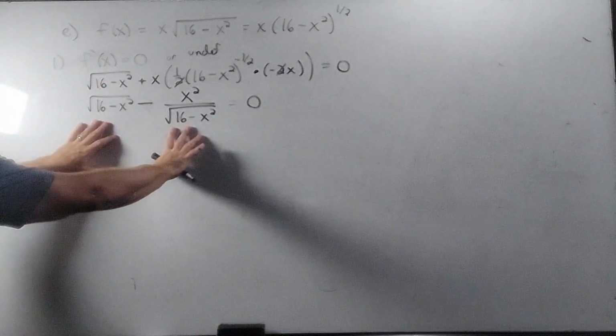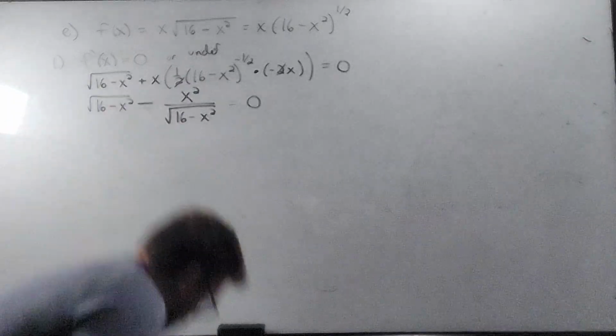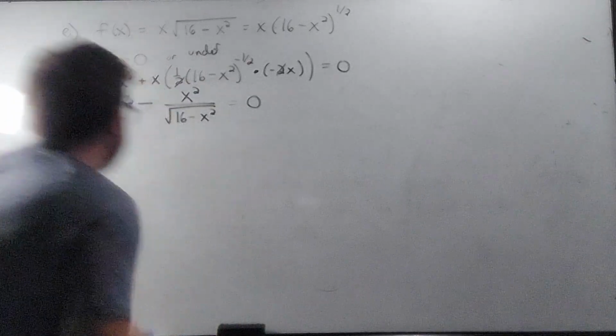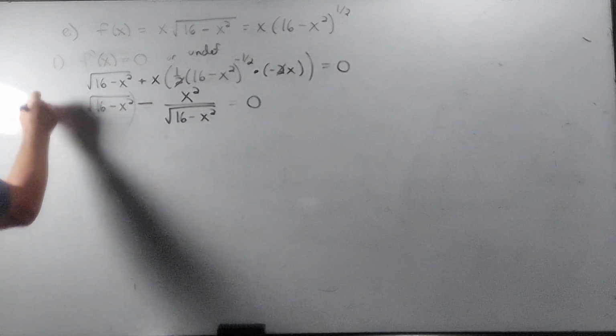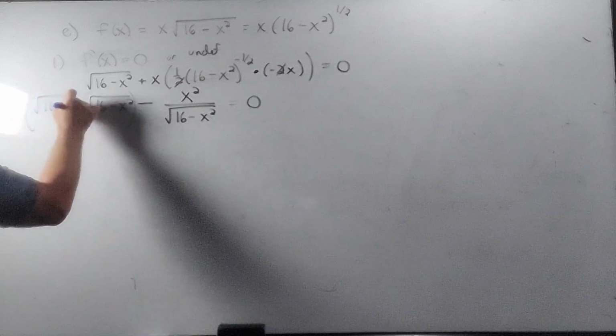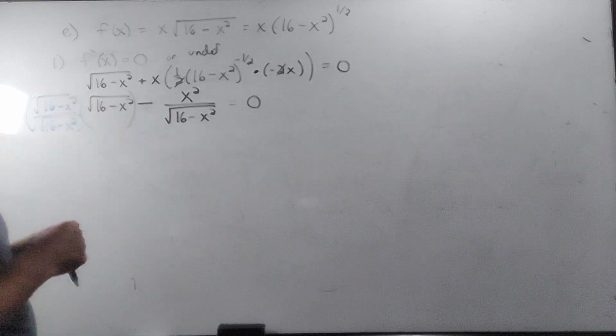But I want to combine these two fractions. So it means I'm going to have to do top and bottom and create a common denominator. So what I'm going to do just to this piece right here is multiply this by the square root of 16 minus x squared over the square root of 16 minus x squared, because I want the same denominator as this.